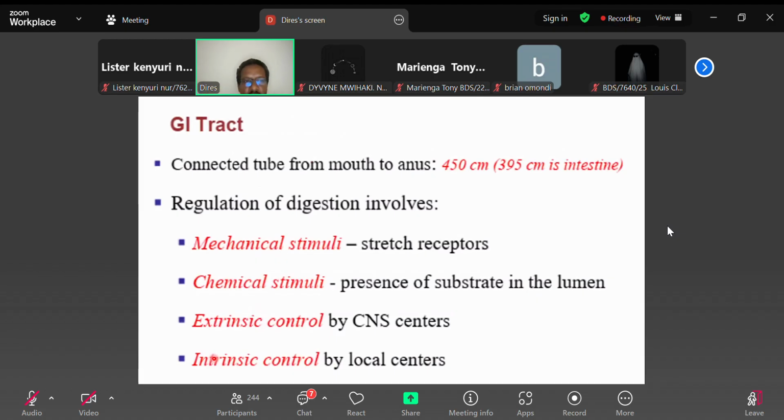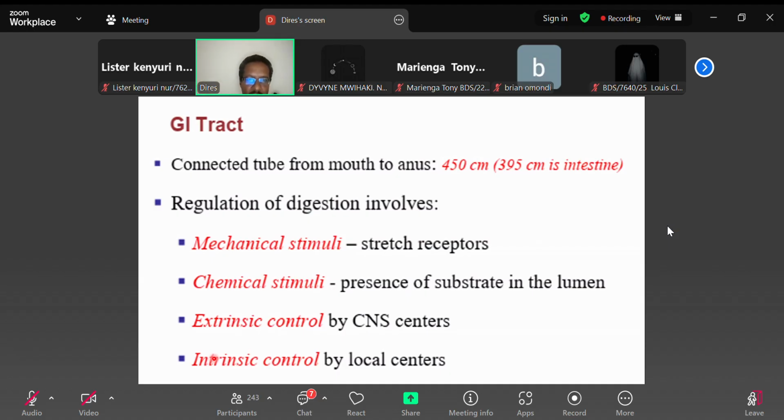So the GIT in general, as we discussed before, is a tract from the mouth to the anus, and the total length is about 4.5 meters. About 4 meters is the intestine. You see, the intestine is the longest, almost 4 meters. The rest is just 0.5 meter: you have the stomach and the esophagus. So most of the GIT is made up of intestine.